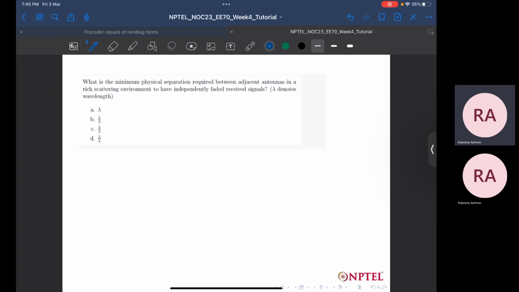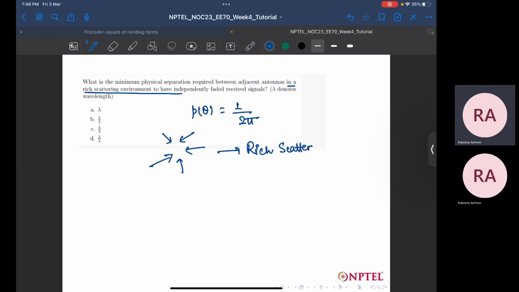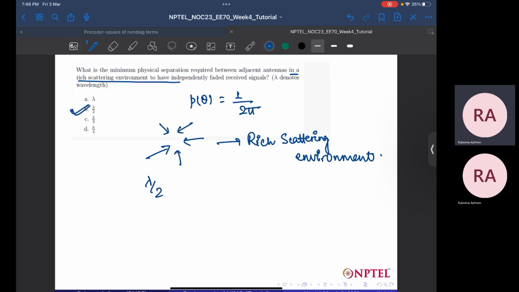Now this question, you see: what is the minimum physical separation required between adjacent antennas given a rich scattering environment? Why is the rich scattering environment mentioned? The correlation formula that we derived existed when p(theta) is 1 upon 2 pi. That means we are using an isotropic antenna, so signals will come from all directions. This is what a rich scattering environment is. We had defined earlier that for the rich scattering environment, the physical separation should be lambda by 2, where the correlation becomes 0.